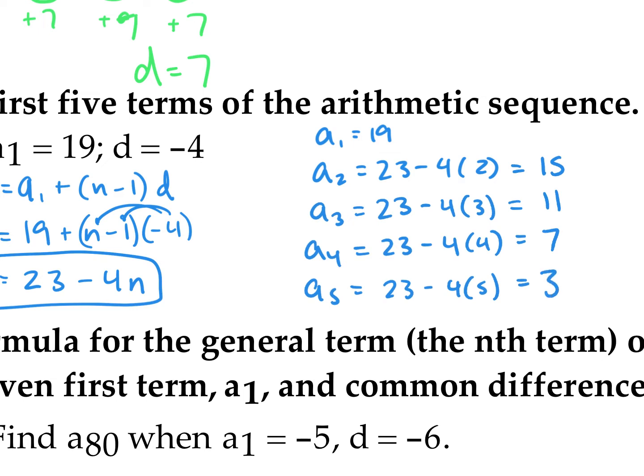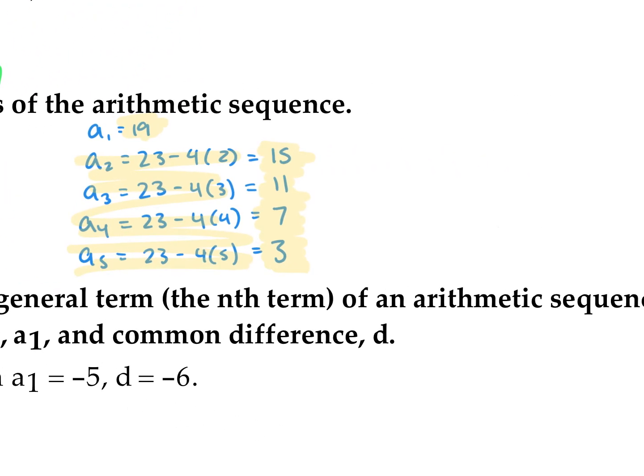Thank you. And then when we plug in 5, we get 3. So our first 5 terms would be these. But remember, for these questions, you have to show your work. So this is your work. You could write it like this, or you can write it as a list, like 19, 15, 11, 7, 3. Either way would work.